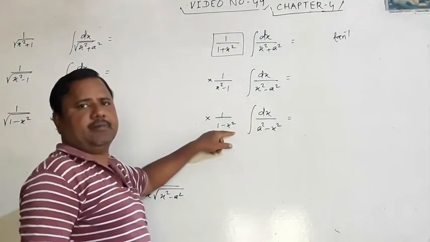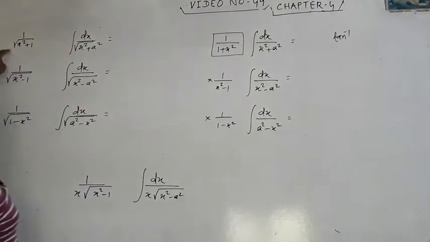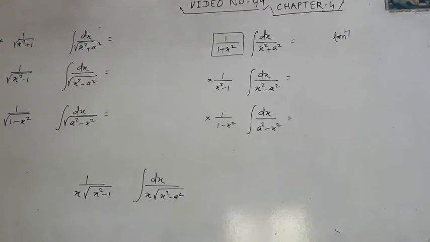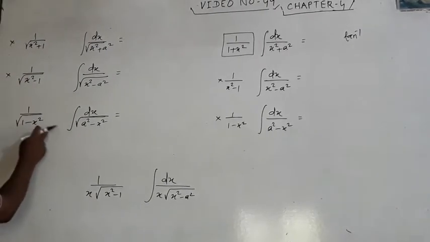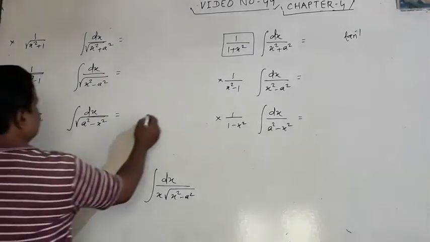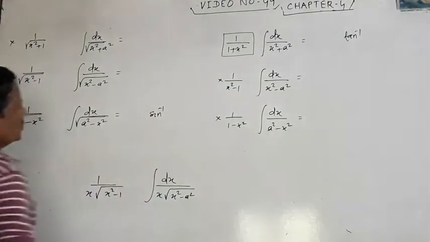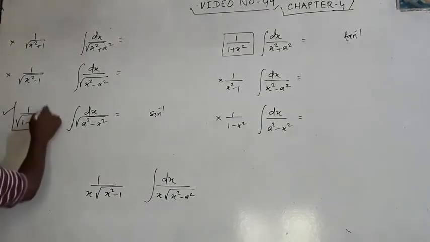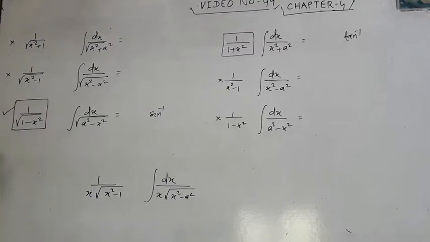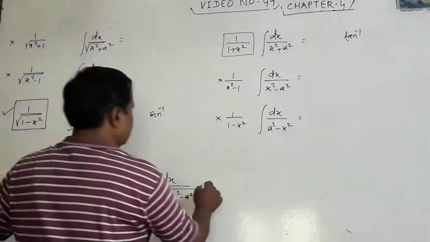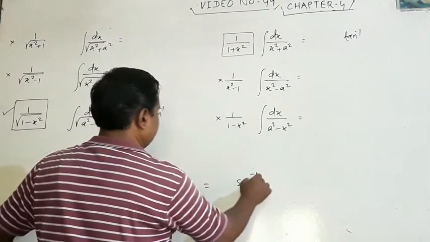Is 1 by 1 minus x square a derivative of anything? No. 1 by x square plus 1? No. 1 by x square minus 1? No. Here 1 by root over 1 minus x square, it is the derivative of what? Sine inverse. So write sine inverse. Now tell me, is it the formula of anything? Yes, it is the formula of sec inverse. So write sec inverse.